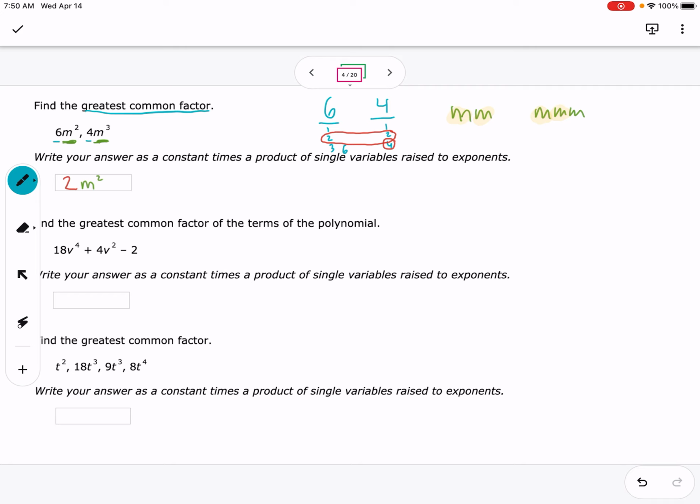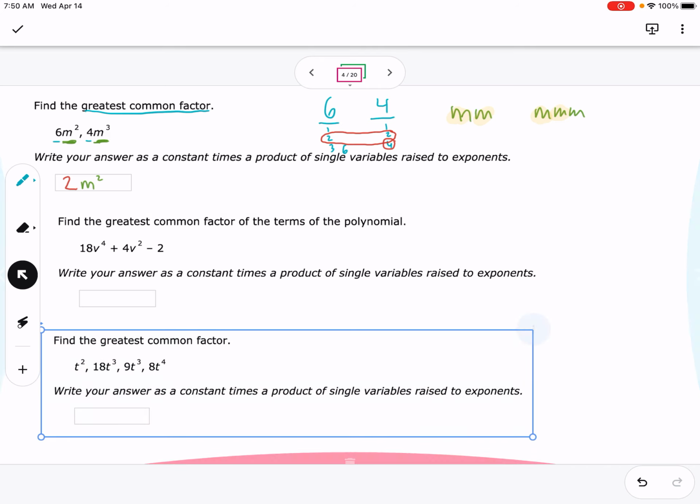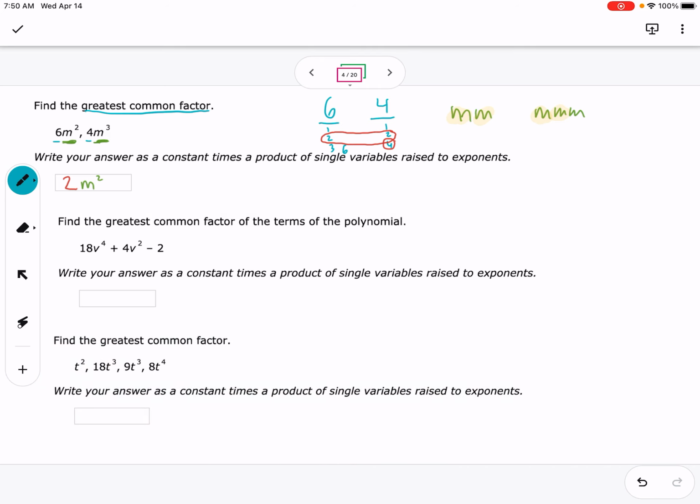So here I'm looking for the greatest common factor, and I have this polynomial, right? So I have some plus and some minus. But I'm still going to do the same process, right? I'm still looking at these 3. So I'm going to start with the numbers, right? I have my numbers 18 and 4 and 2. Now I could list all the factors of 18, right? I could do 1 and 18 and 2 and 9 and 3 and 6, but I actually don't need to.